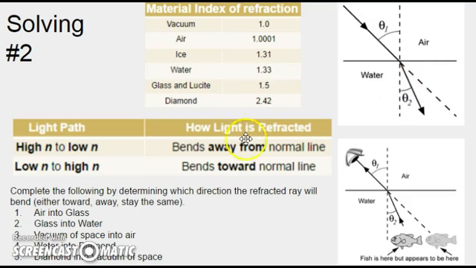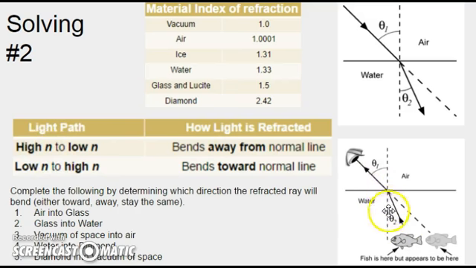So if we apply the same concept, why is it we see a fish or something that's in water in a different location? Remember, that light is coming out of water into air to our eyes. So it's going from high to low. So look at how this works. Light reflecting off the fish is going to travel through water, higher n value, 1.33. It's going to refract when it reaches the boundary of air. And if it goes from high to low, it's going to bend away from the normal line.